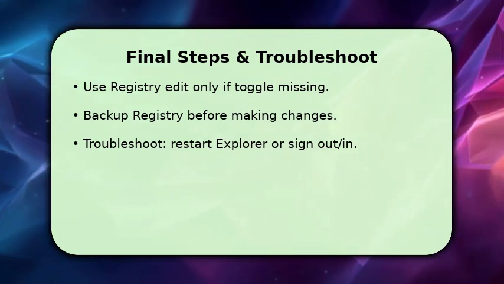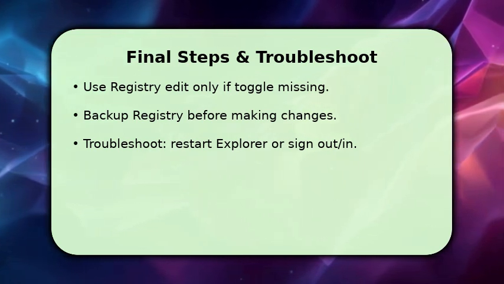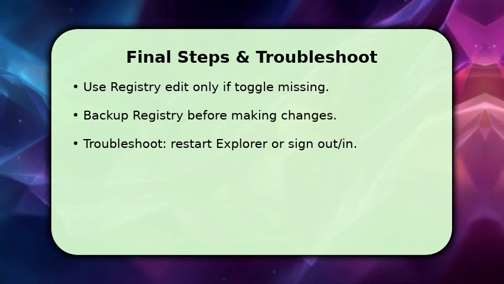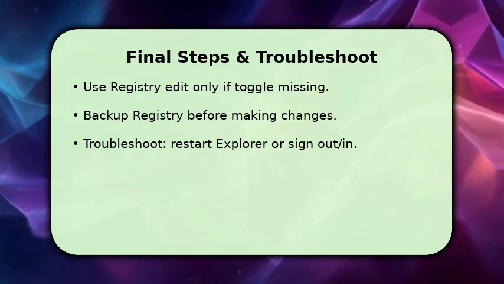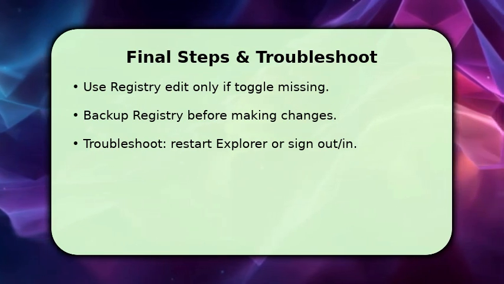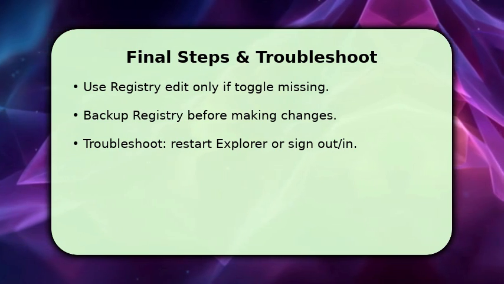If the search toggle was missing, you can remove it via registry. Navigate to HKCU/Software/Microsoft/Windows/CurrentVersion/Search and set SearchboxTaskbarMode to 0. Backup first, because registry edits are irreversible without a backup.